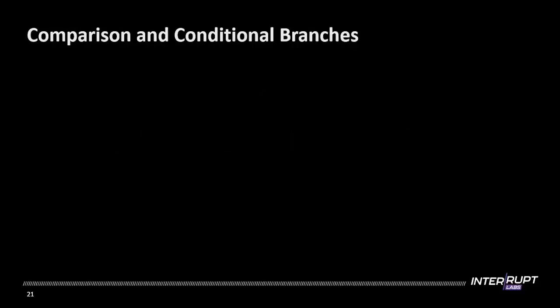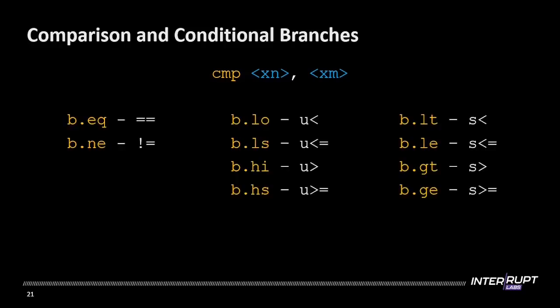Now, an instruction that just jumps somewhere isn't that useful. To make things like if statements and for loops, you really need to only jump if certain conditions are met. And in ARM64, this is achieved in two parts. First, there's the CMP instruction, or the compare instruction, which compares two registers. And then there are conditional branches, which may jump or may not, depending on the result of the comparison.